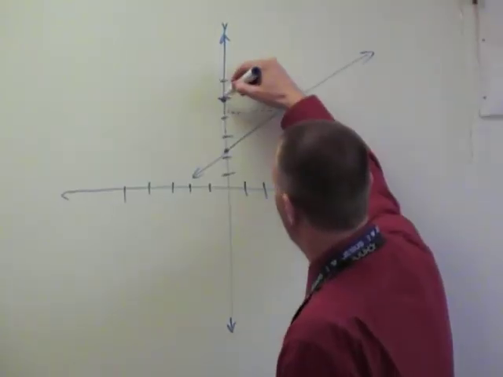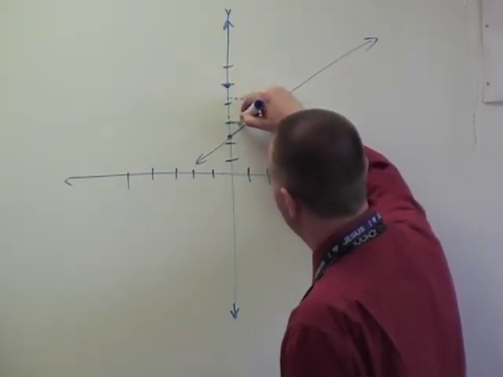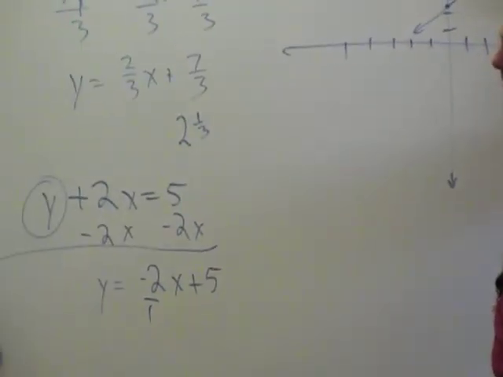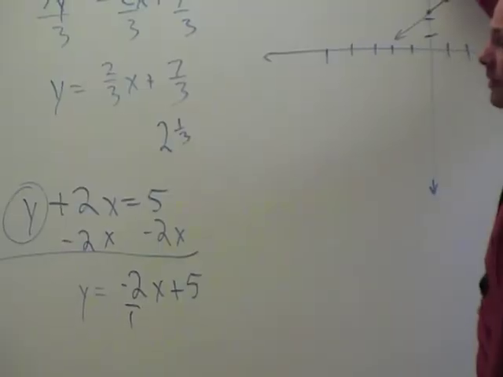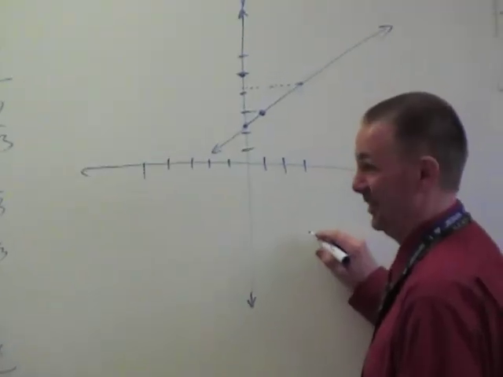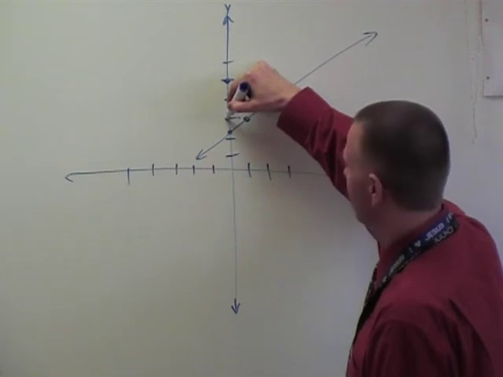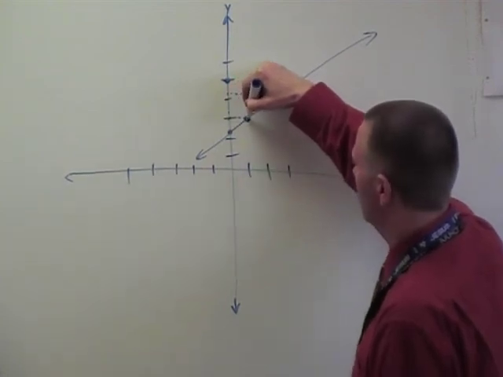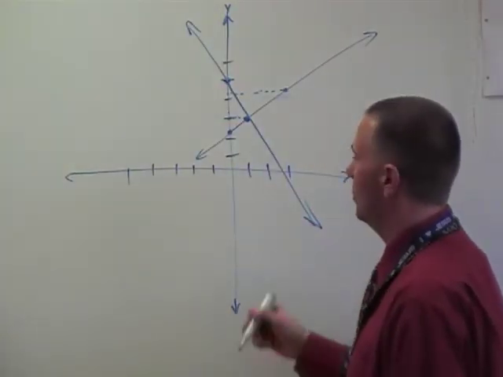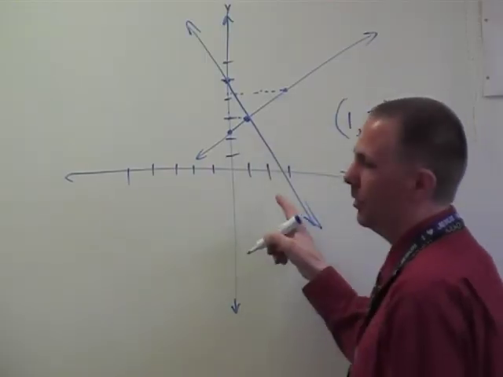I'm going to rise negative 2. That means I go down 2, 1, 2. And I'm going to run a positive 1. You see it? We start at 5. That's our B. We go down 2 and we run 1. And look at that. You found, without an accurate graph, where they cross. What's that coordinate? 3, 1. You always give x first.